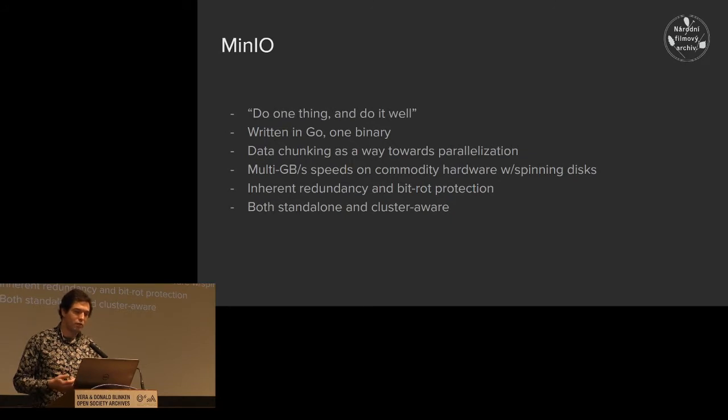S3 servers try to remove the burden of working with large files by splitting them into several pieces and working with them in parallel, and MinIO is no exception. This enables multi-gigabyte read and write speeds on spinning disks, as the chunks are split between the underlying disks, multiplying the performance. To take it even further, it employs an erasure coding algorithm to ensure data is duplicated for redundancy and corrupt chunks are replaced on the fly.